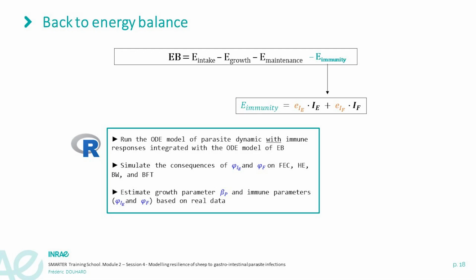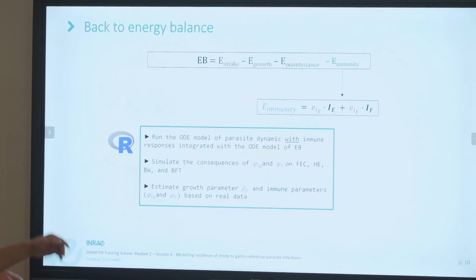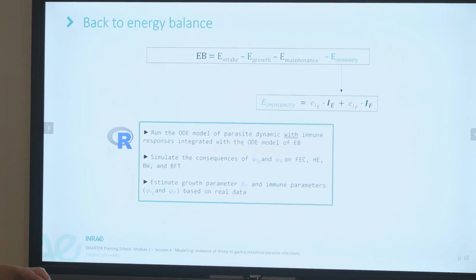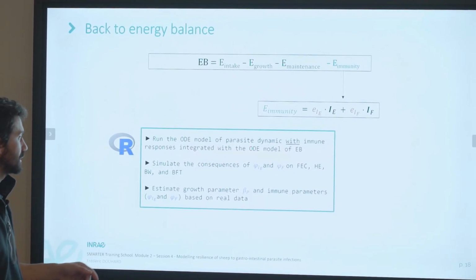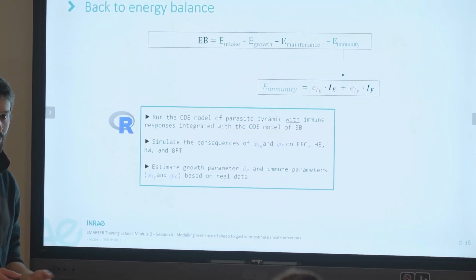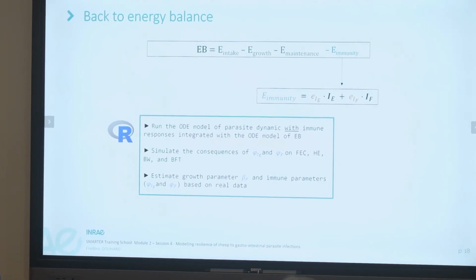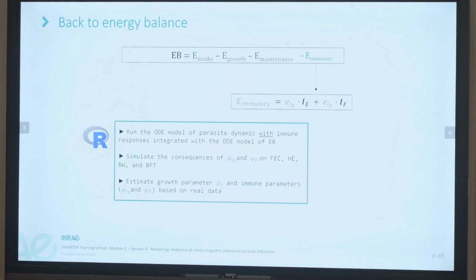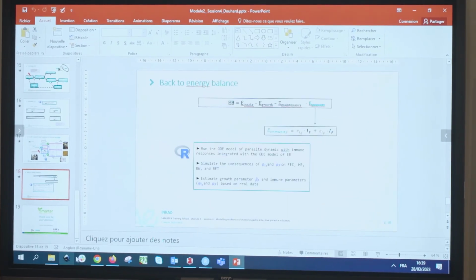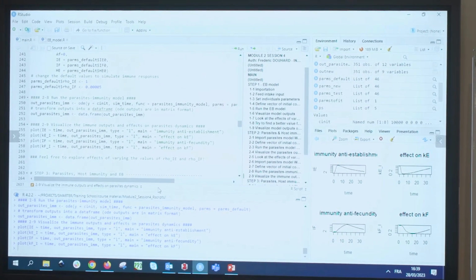So this is the last stage, so step 3. And in this last step, we will simulate the complete model, and we'll try to then simulate the consequences of different parameter values, and then finally estimate all the parameters together.